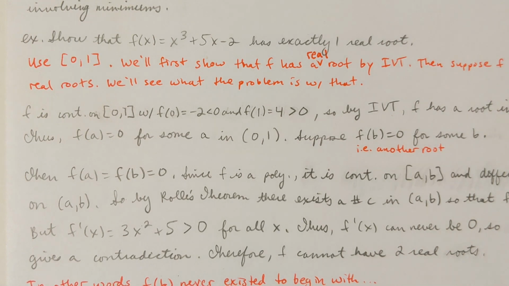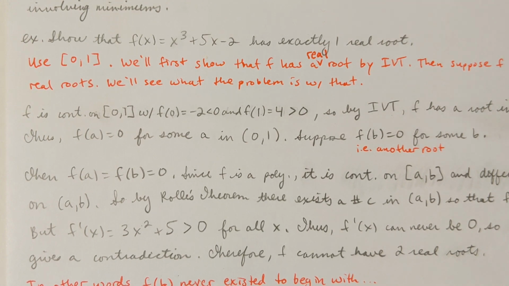Now, here's an example. Show that the function f of x equals x cubed plus 5x minus 2 has exactly one real root. Okay, we did some things with roots back in chapter 2 when we were talking about continuity and the intermediate value theorem. The intermediate value theorem is useful in solving equations in that you can show that there is a real root between two values.